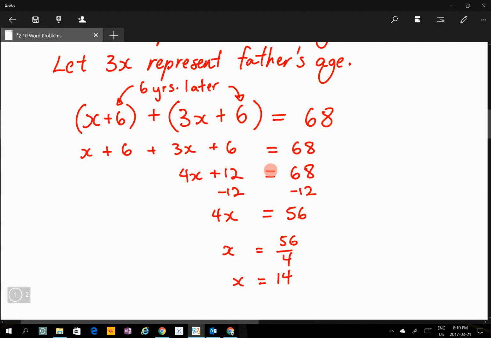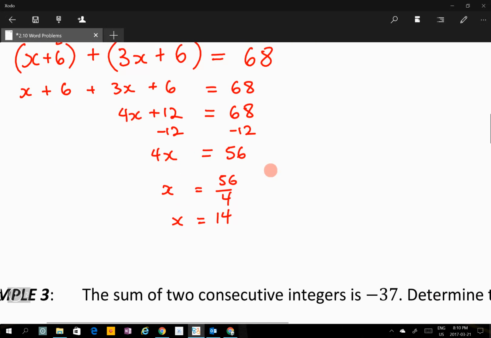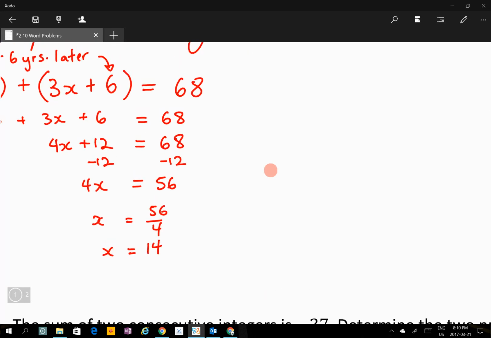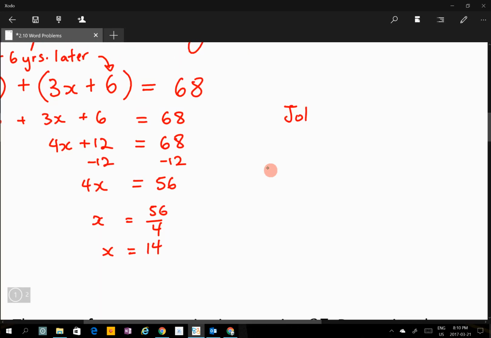Okay, so now we have an answer for x. x is John's age, and I know John's age is 14, so John is 14, and then I can find out his father's age. Father is 3 times 14, so father's age is 14 times 3, which is 42.